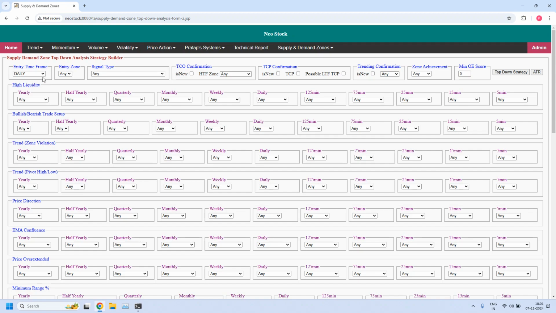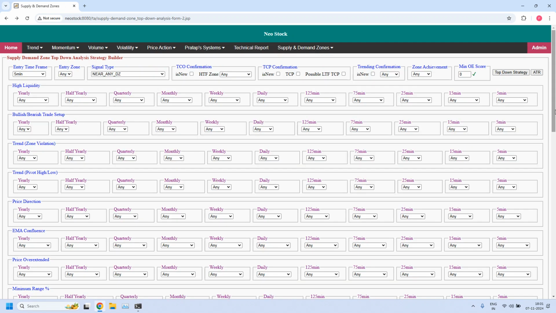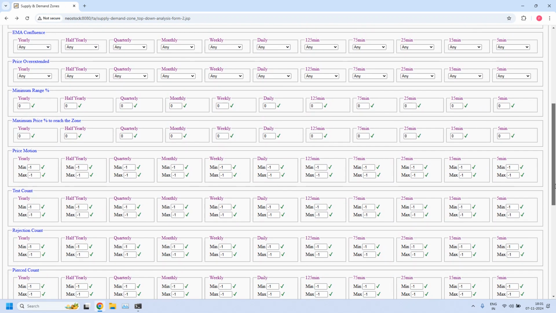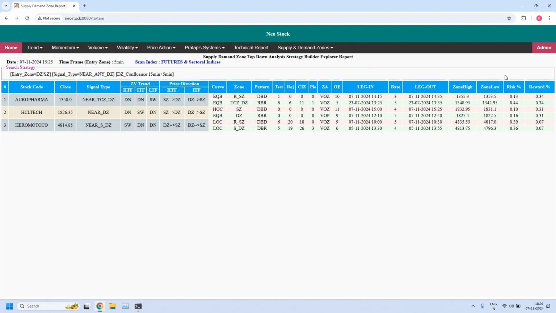Okay, next time frame is 5 minutes. Let's find the stocks near 5 minutes demand zone. 6 stocks are filtered. So let's verify any of these stocks are having ITF demand zone confluence, that is 5 minutes demand zone with 15 minutes demand zone confluence. Enable the filter. We got 3 stocks. 2 of the demand zones are already pierced, no use with them.